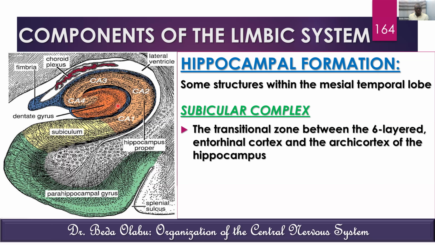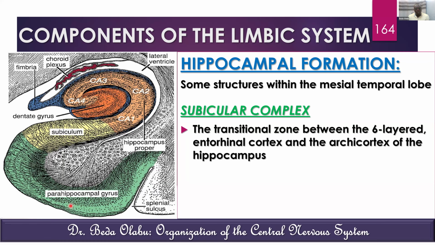The subicular complex is a transitional zone between the 6-layered entorhinal cortex. Entorhinal cortex is 6-layered, although the 6 histological layers of the entorhinal cortex may not necessarily be directly equated with naming in terms of what each layer has with the 6 layers of the classical neocortex. However, the entorhinal cortex still has 6 histological layers. They may have different architecture.